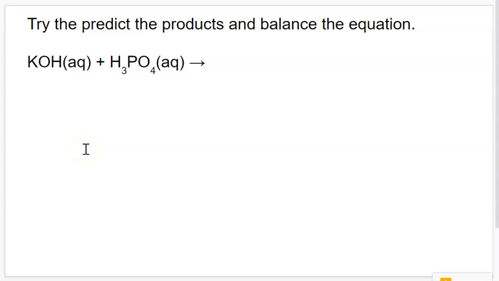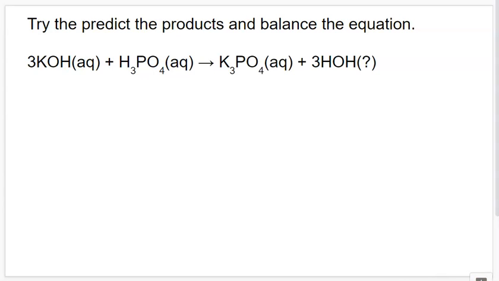And much like before, we're going to have our cations and our anions switch places. So our potassium is going to go with our phosphate, and our hydrogen is going to go with our hydroxide again. And you see that's going to be a pattern. We're always going to have hydrogen and hydroxide combining to make water in these acid-base reactions. So we end up with potassium phosphate.